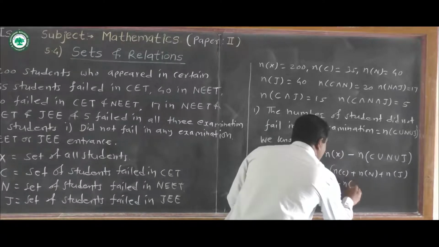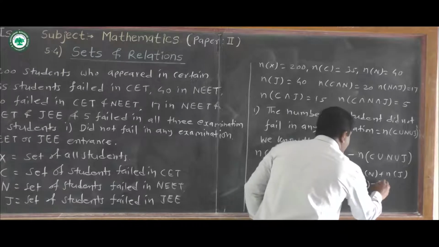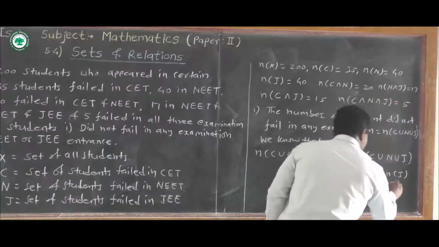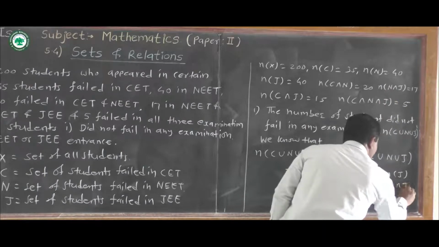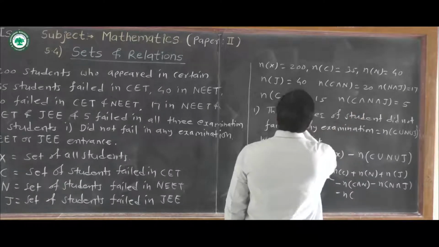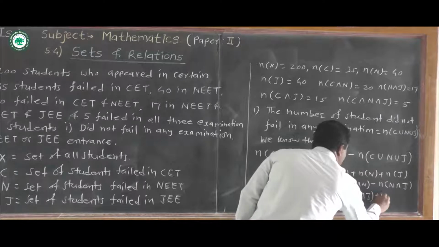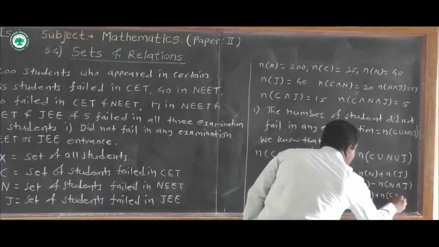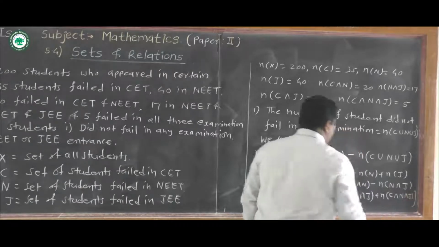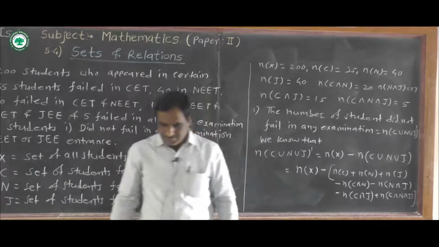minus the number of C intersection N, minus the number of N intersection J, minus the number of C intersection J, plus the number of C intersection N intersection J. Now we have to put the values of all these terms here, then we can write further.